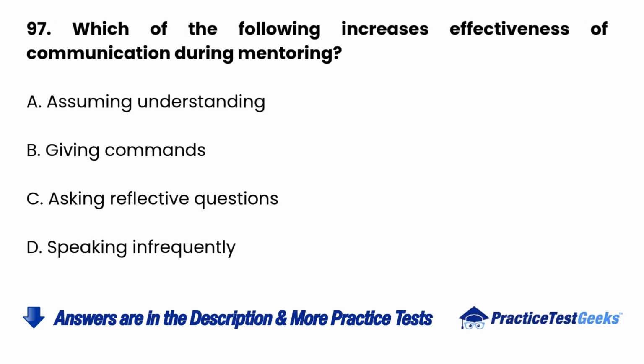97. Which of the following increases effectiveness of communication during mentoring? A. Assuming understanding. B. Giving commands. C. Asking reflective questions. D. Speaking infrequently.